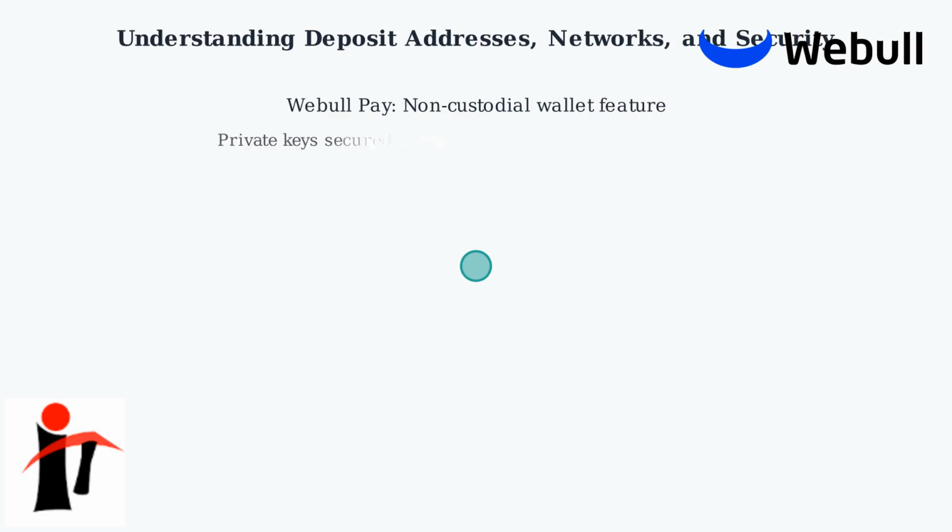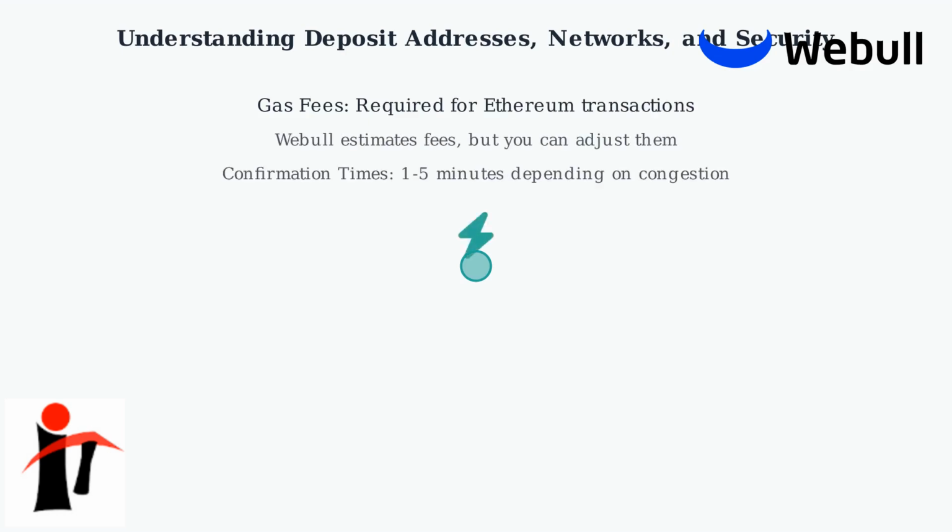Webull Pay integrates a non-custodial wallet feature, securing your private keys server-side with user-controlled access. Remember that Ethereum transactions require gas fees for processing. Webull will estimate these, but you can sometimes adjust them.